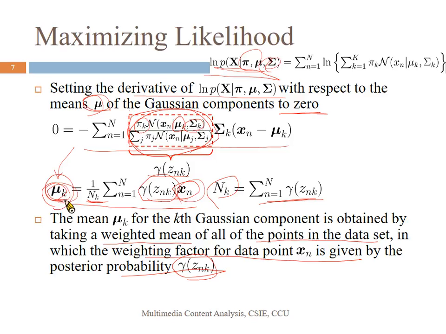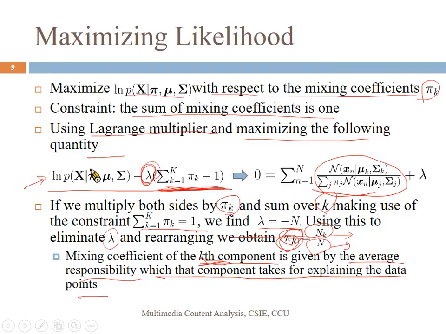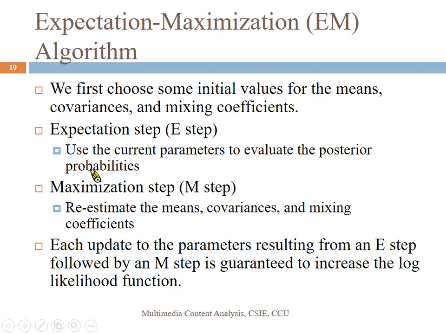So, but we still need to estimate the mu k. Okay, so how can we solve this problem? We can use the expectation-maximization algorithm, or called EM algorithm in short. So we first choose some initial value for the means, covariance, and the mixing coefficient. So we just randomly initialize the values for mean, covariance, and the mixing coefficient.